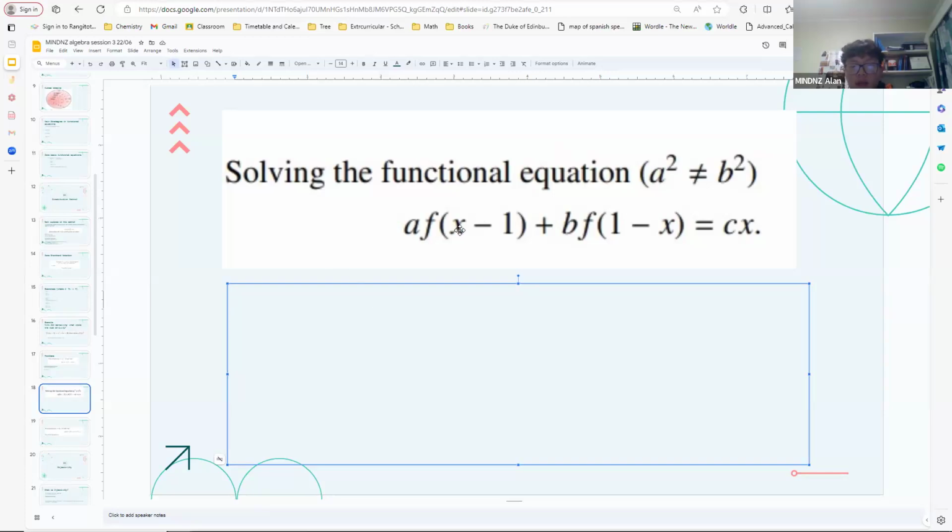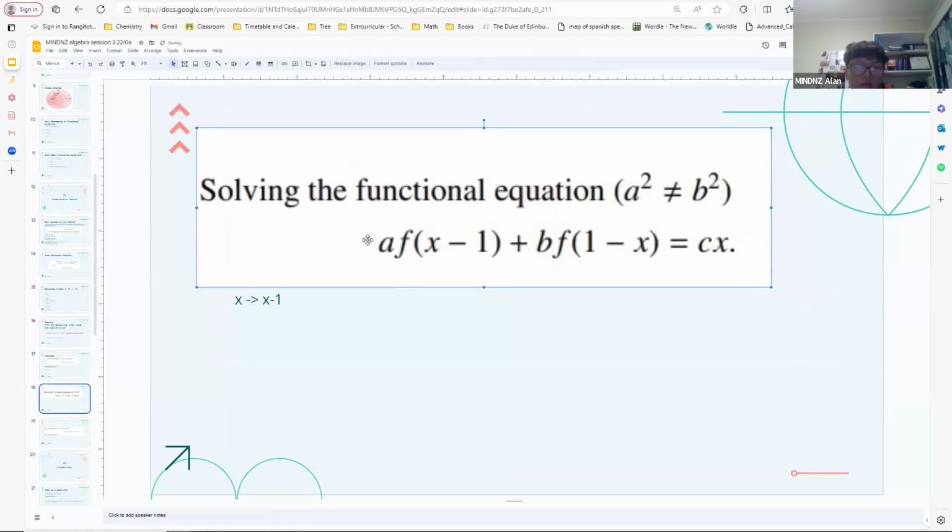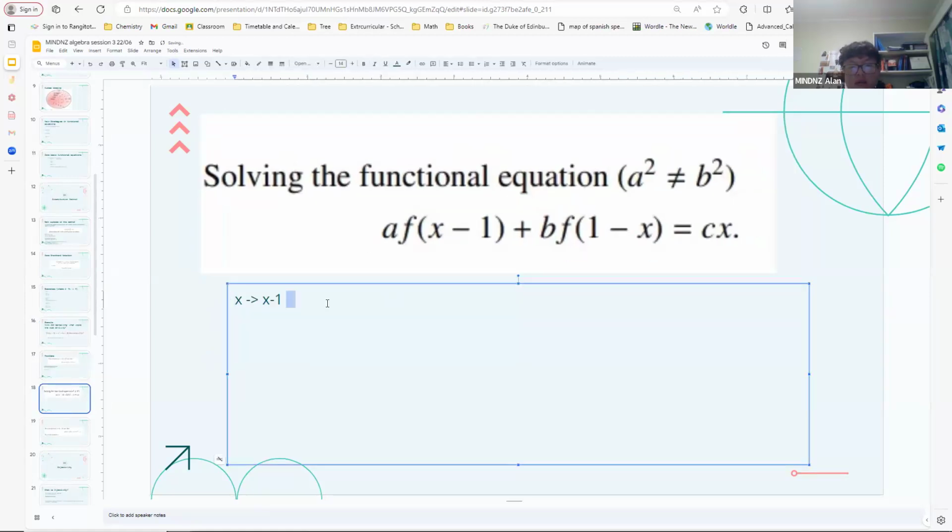So basically we have x minus 1 and 1 minus x, right? If you have experience doing functional equations, you could just transform x into x minus 1, right? Because it's across the reals. And then you would have a times f of x plus b times f of negative x equals c times x plus 1. But if you don't have much experience in functional equations, you could just plug in x plus 1, and you could also plug in 1 minus x.